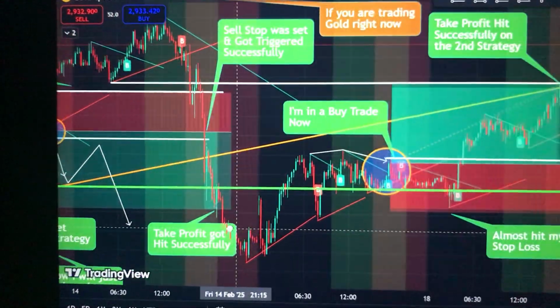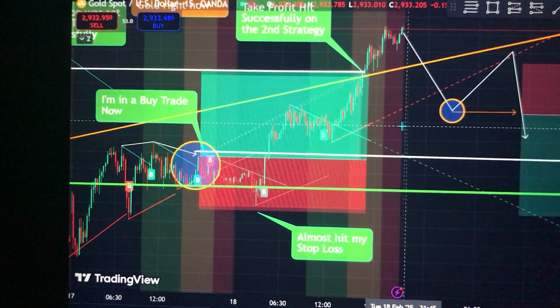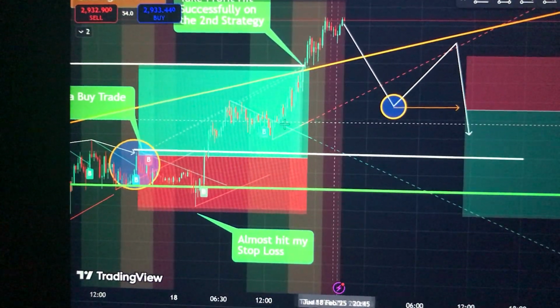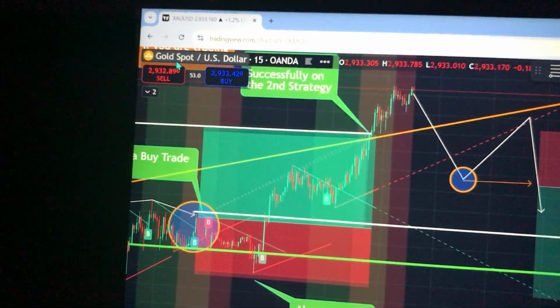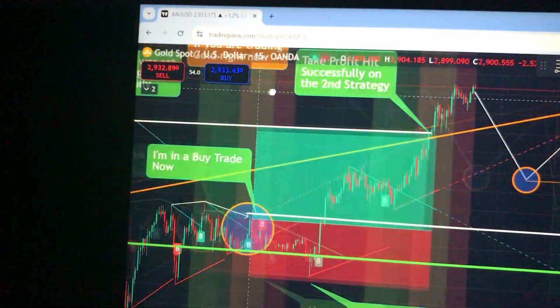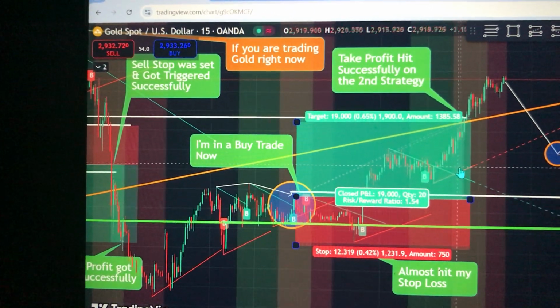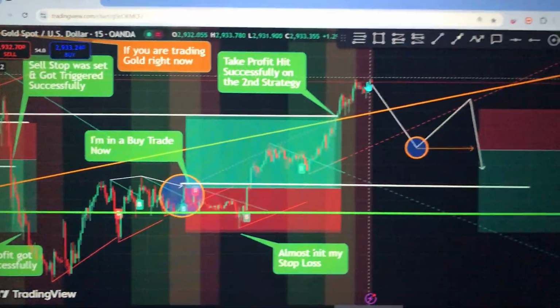So yeah, try this strategy for yourself and let me know if it works or not, but I guarantee you this strategy works, especially when you're trading gold. I'll keep on updating you on what happens, as this is live.